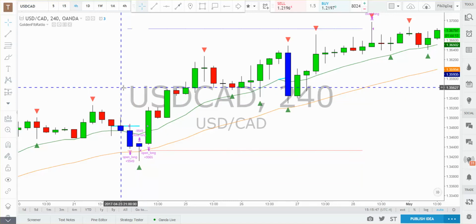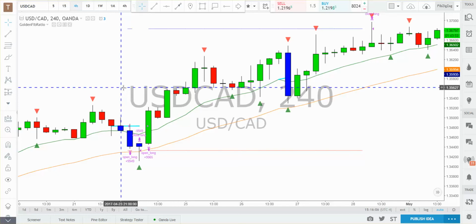Hello, this is Andrew Palladino here, and I'm here to go over the golden fib ratio modified version that was created for TradingView. This is slightly different from the one implemented in MT4.